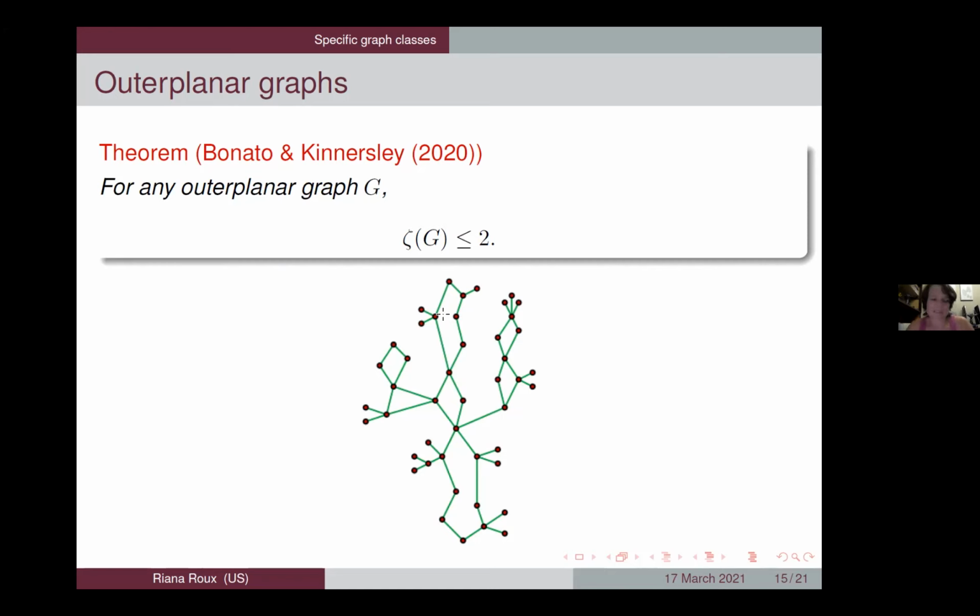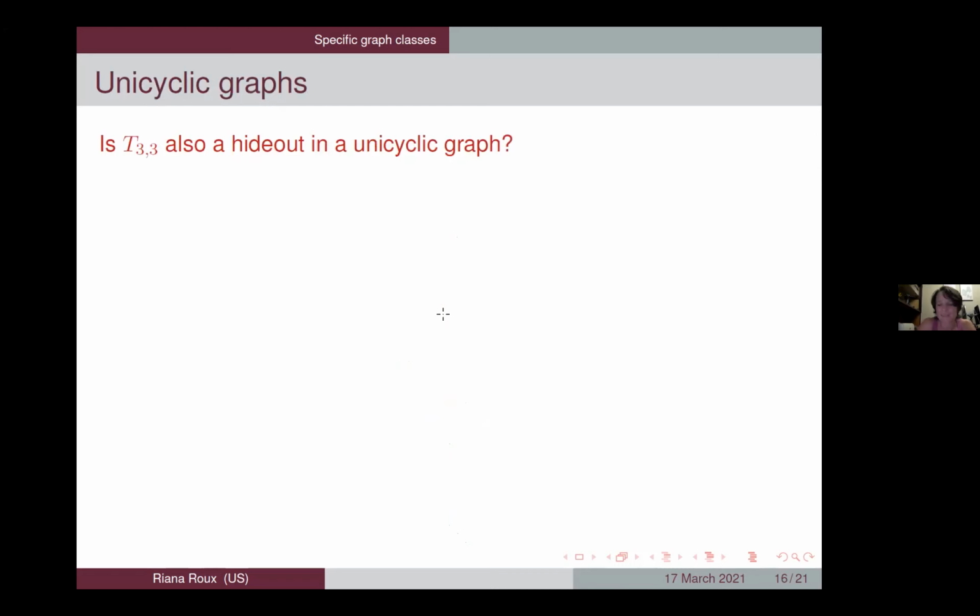So when I saw this, I thought, oh, maybe we can extend Seeger's results and find which graphs are hideouts in an outerplanar graph. But there are way too many cycles in an outerplanar graph to start there. So we first venture to something easier, a unicyclic graph, so a graph with just one cycle.